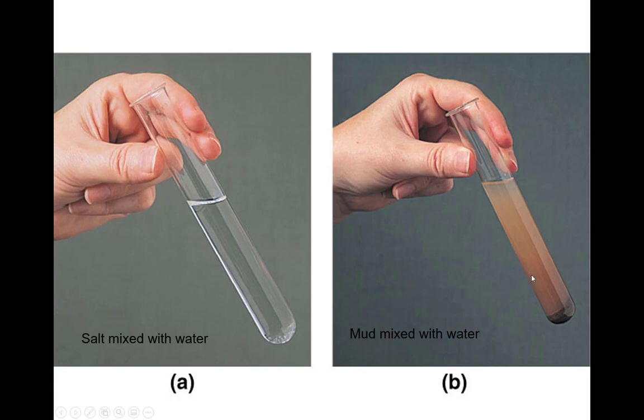Versus mud. Mud is going to, you'll notice, have a solid here and a liquid here. It's not the same throughout, and in fact you'll notice even at the surface that it's clearer than it is at the bottom. So this is a heterogeneous mixture.